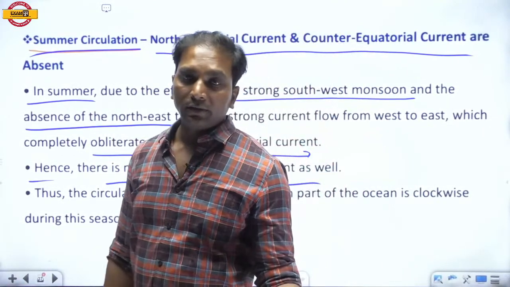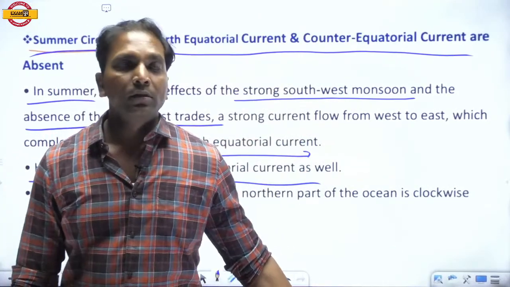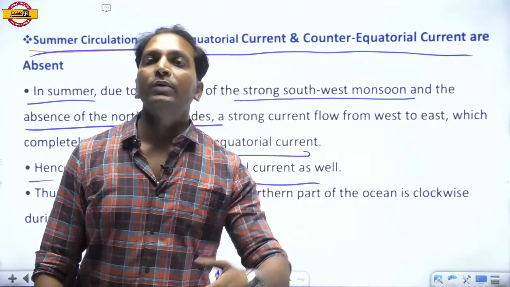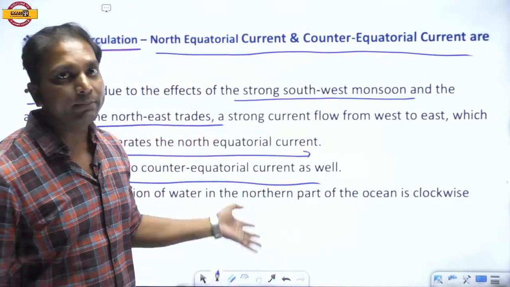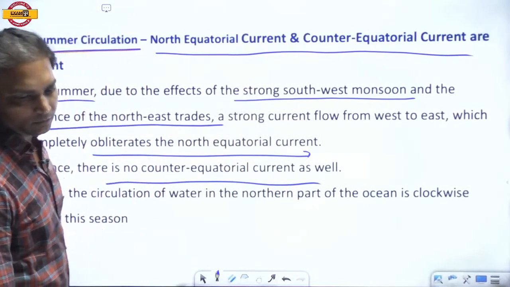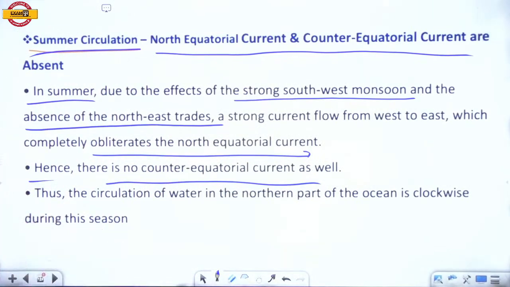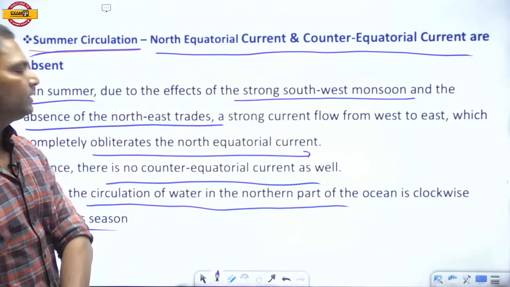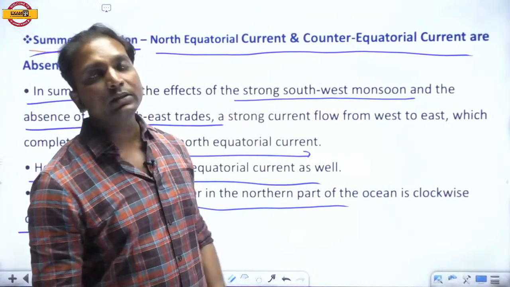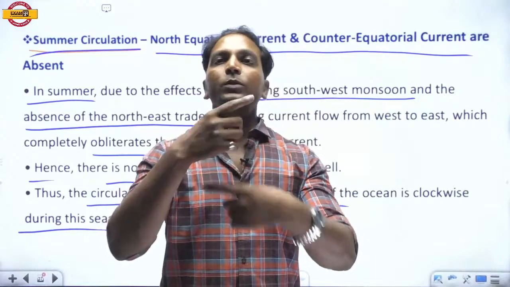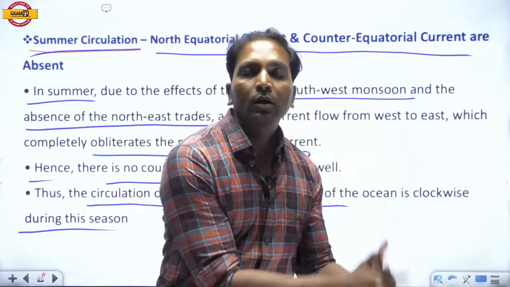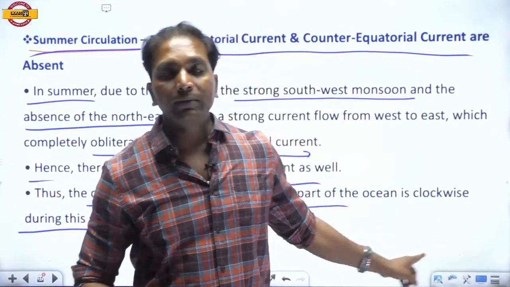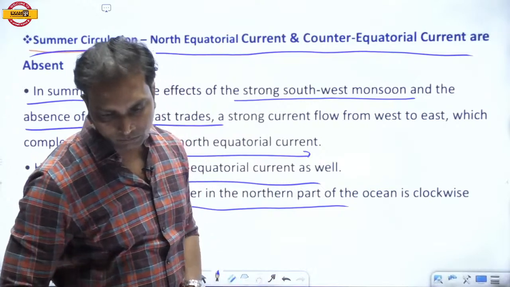Because the winds have a southwest direction, in the northern hemisphere the oceanic currents also flow from southwest to northeast, because of the friction by the winds. Thus the circulation of water in the northern part of the ocean is clockwise during this season. So in summer season, the circulation of oceanic water is clockwise. But in winter season, it is anti-clockwise, which I have also just explained.